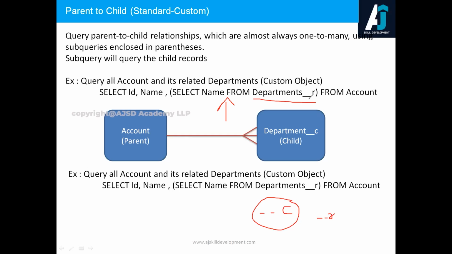So the remaining things are going to be the same. How you will identify the object name and the child relationship name, everything is going to be the same. The only difference is how you will use the relationship name of that particular object in the relationship SOQL. So we will quickly jump to the org and write the SOQL for this.